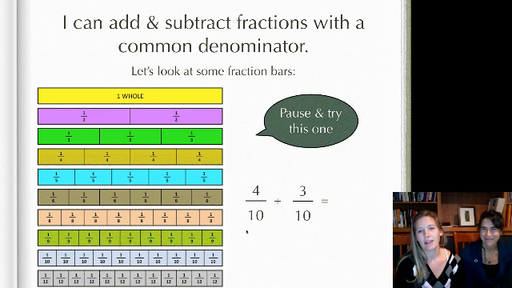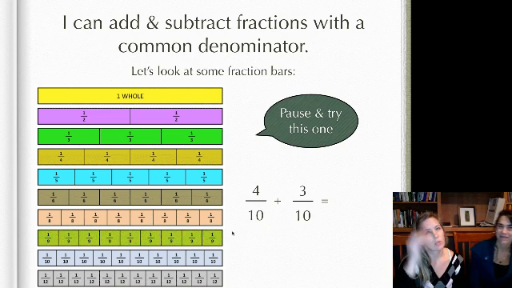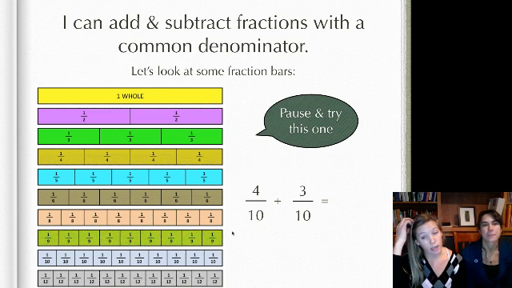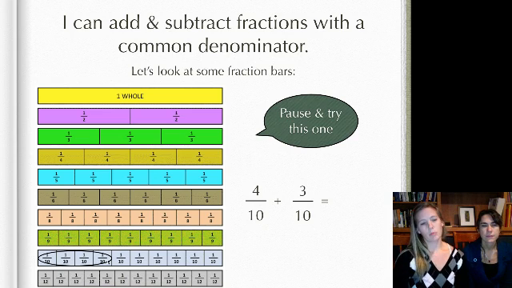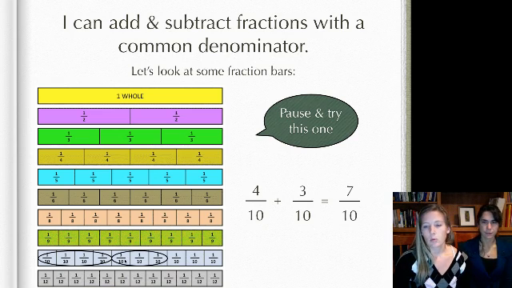Alright, so this one I want you to pause it and try it. So actually write down the equation and then write your answer. And then we will give you the answer to this one, but try it first. Okay, so if we look at these, we're talking tenths now. So our first one is 4/10. So I have that circled so you can see that for you visual people. Plus 3/10 equals 7/10. So hopefully you all got that one.